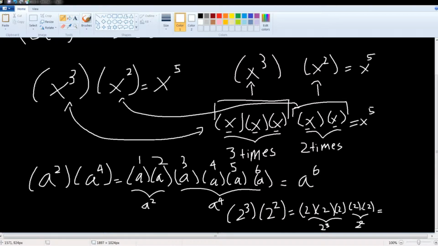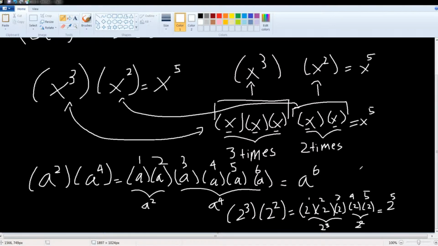How many 2's do we see? We see 5 2's, so 1, 2, 3, 4, and 5. So 2 to the 3rd times 2 to the 2nd is 2 to the 5th. So how do we check that? If you still don't believe me, let's do this math.